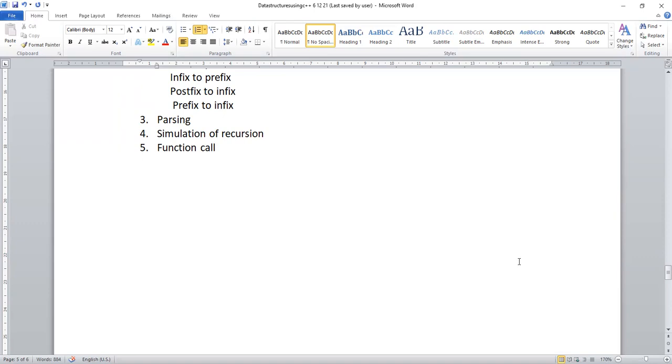Next we are going to learn about recursion. What is recursion and why do we require recursion?